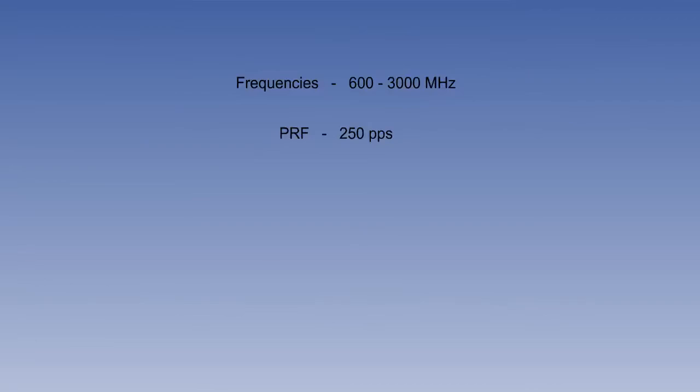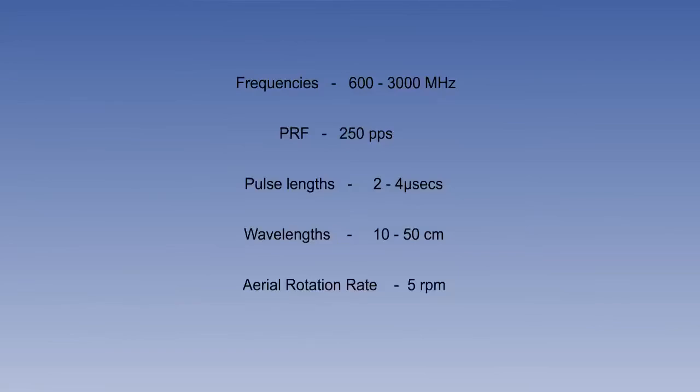For long-range radars, the pulse lengths and wavelengths are relatively long, between 2 to 4 microseconds and 10 to 50 centimeters, respectively. The longer pulse length ensures that the target is illuminated for sufficient time to give a good return at a long distance. They are required to see a very large area, so a slow aerial rotation rate of around 5 revolutions a minute is used. These characteristics give them ranges of 200 to 300 nautical miles.